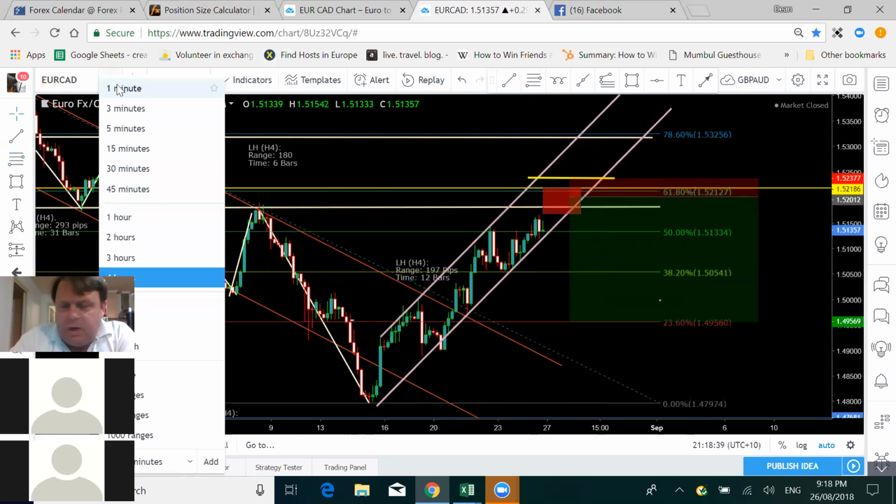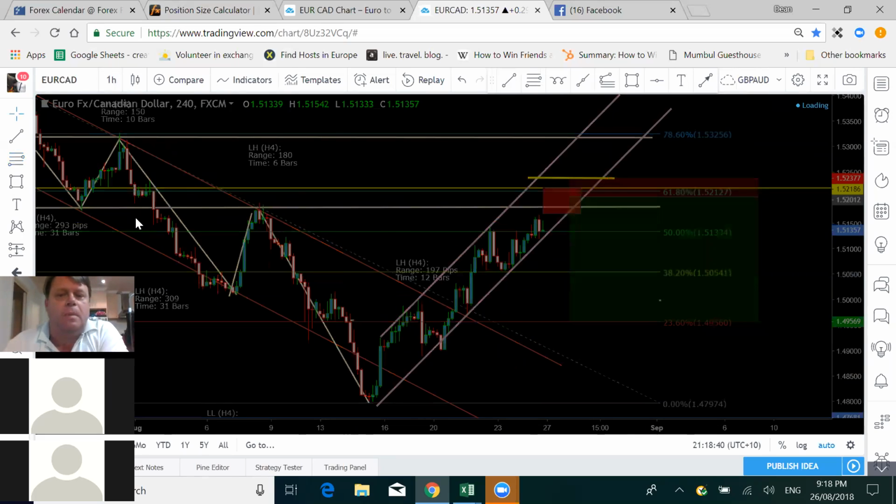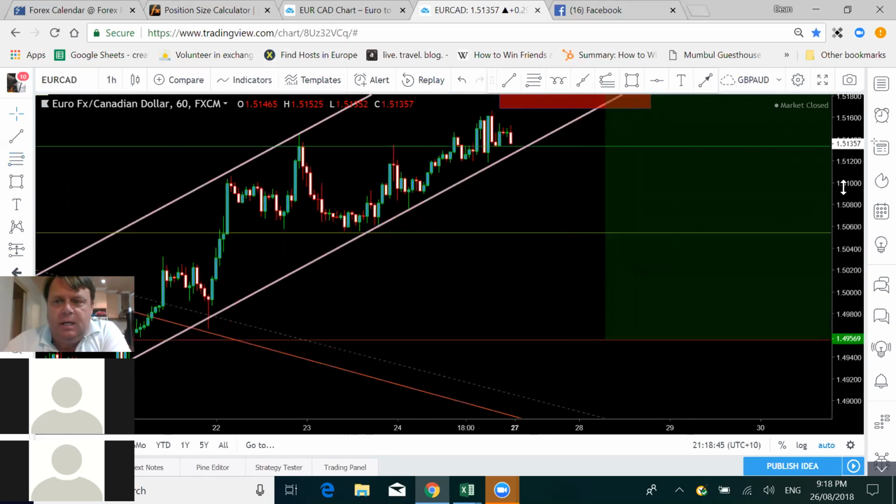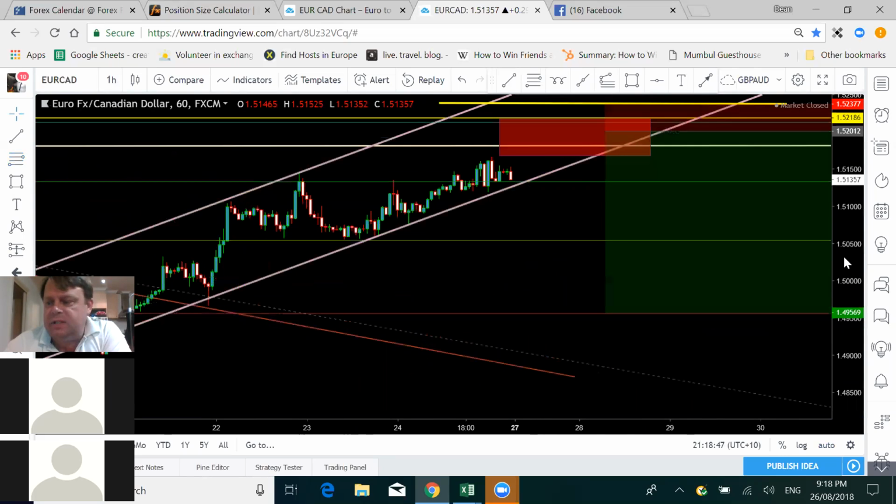All right, so that's what I've marked up. Let's just go into the hourly. From tomorrow, once we've got the data, that's where I start going into the hourly chart, and I start watching on an hourly chart. So I take these notes with me. I watch on the hourly, and then what I'll be looking for is obviously that sort of push down.